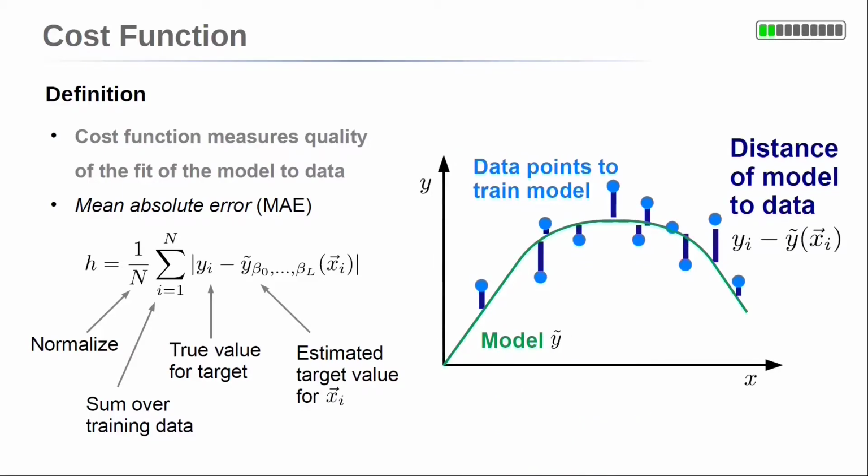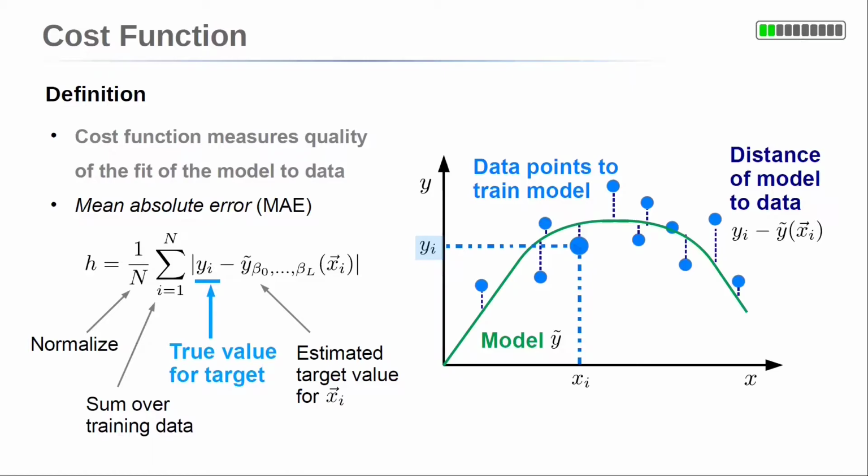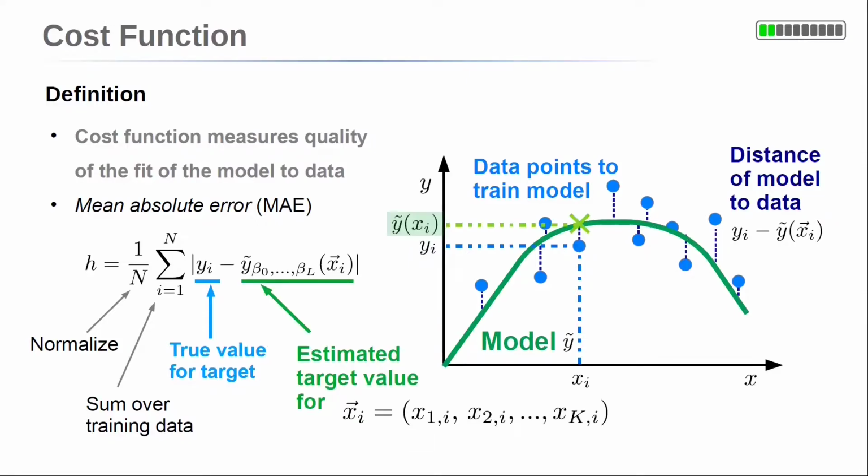These differences are the distances between data and model along the y-axis. This is sketched here in blue. The mean absolute error takes these distances directly into account. Therefore, it takes the true target value of a data point yi, where i is the index of a data point. Then, it subtracts the model estimation for the corresponding independent variable values, vector xi. The absolute value then gives the distance.